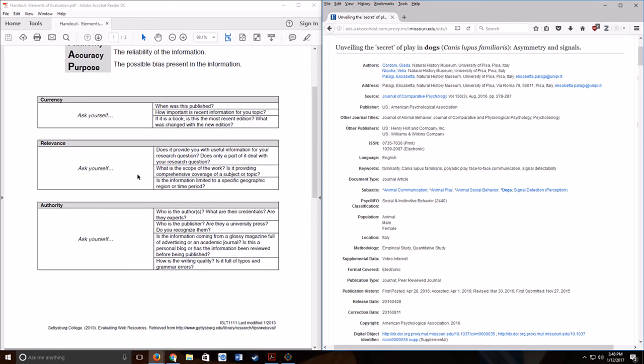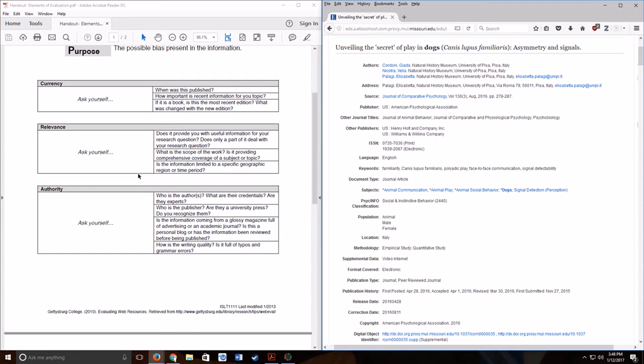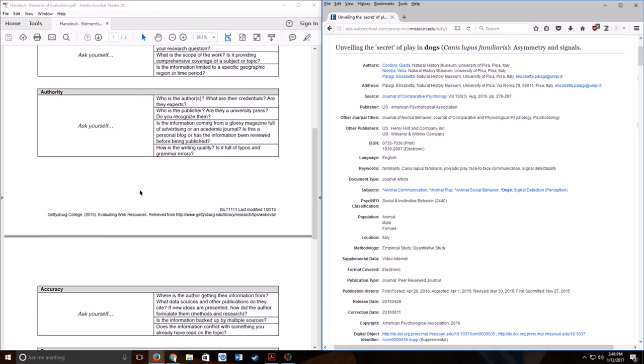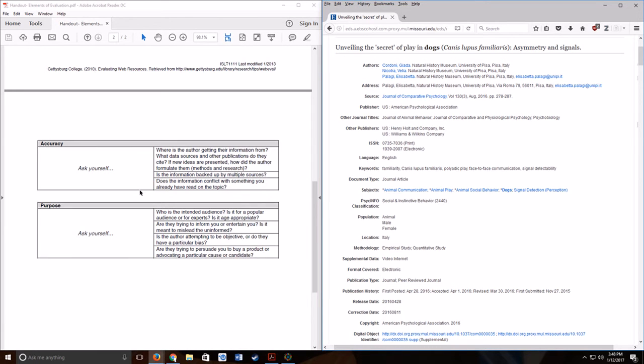Authority: who are the authors? What are their credentials? Who's the publisher? Do you recognize them? Is it something off the wall? Where's the information coming from? A glossy magazine, a book, an academic journal? How's the writing quality? Accuracy: where's the author getting their information from? What are the data sources? Is the information backed by multiple sources? And does the information conflict with something you've already read on the topic?